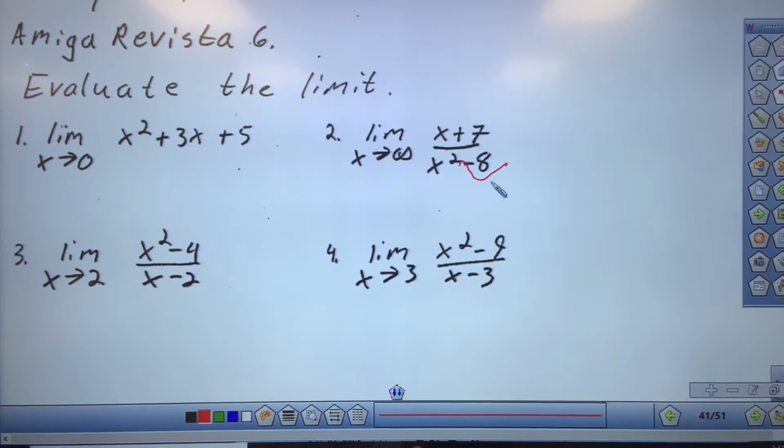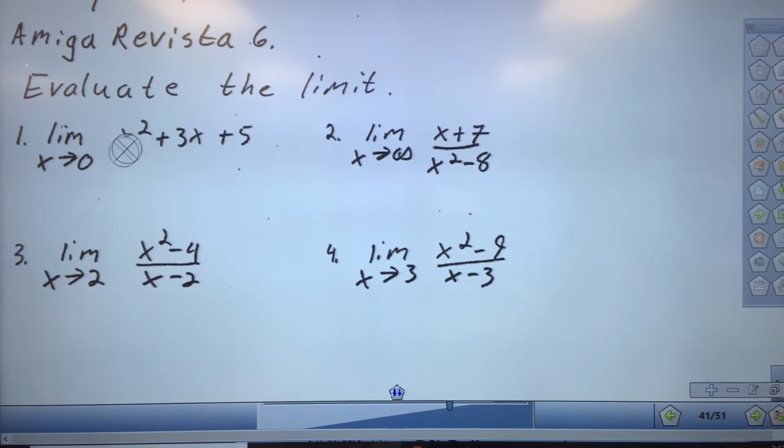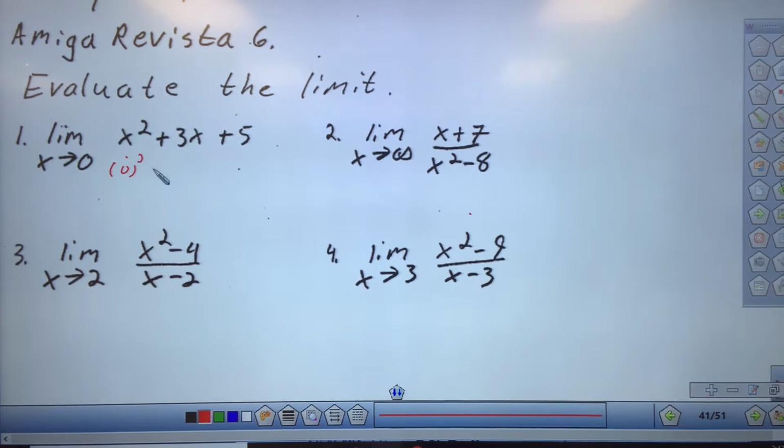Finding the limit, we want to take that 0 for number 1 and plug it into x. So that's going to give me 0 squared plus 3 times 0 plus 5. 0 plus 0 plus 5, that's just going to equal 5.